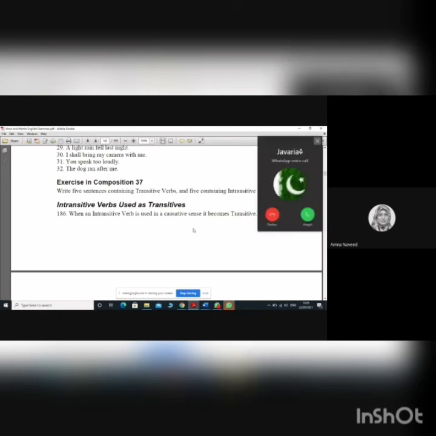You have to think about some verbs which can be used as a transitive verb as well as an intransitive verb. The verb will remain the same. Write a few sentences, and in this way you would be able to know if you have understood it clearly.